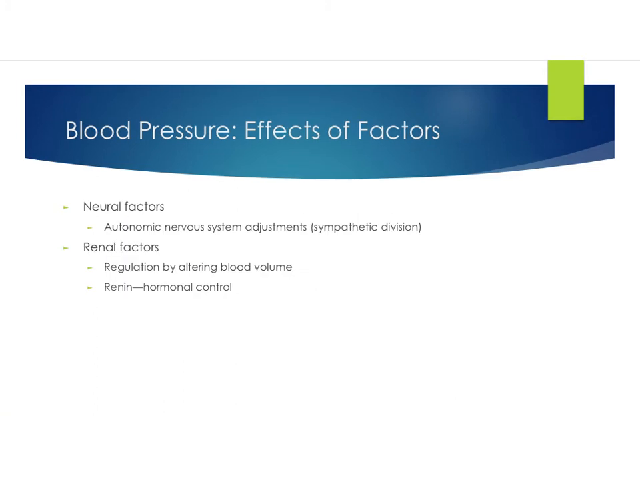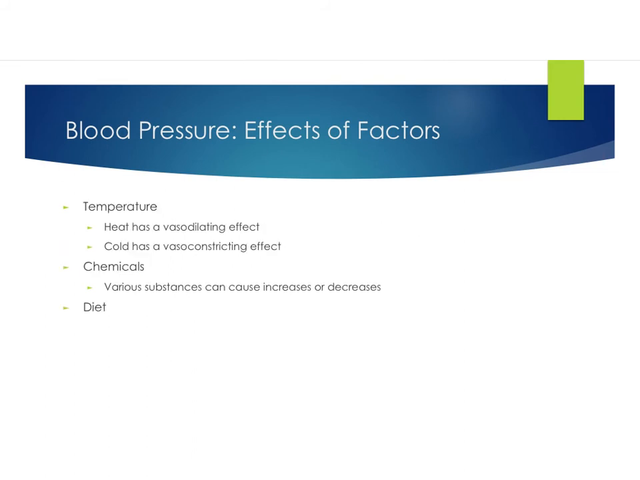Much like pulse and all those things, blood pressure is affected by several different things. So neural factors can affect this, right? This is anything that comes from the nervous system, specifically the sympathetic division. It can also be impacted by renal factors. Remember, that's what your kidneys do in part, is to regulate blood pressure. Your kidneys can change blood volume, and they also produce a hormone called renin that can change blood pressure. Temperature that you're experiencing can also impact your blood pressure.